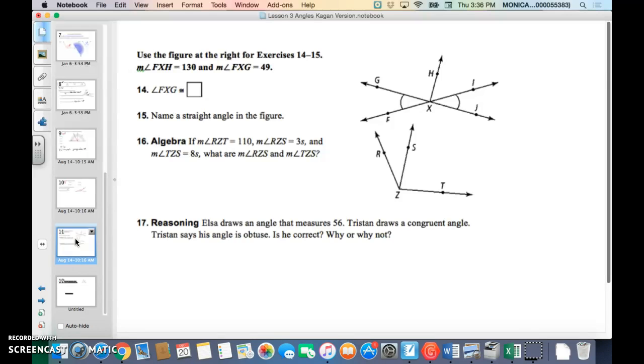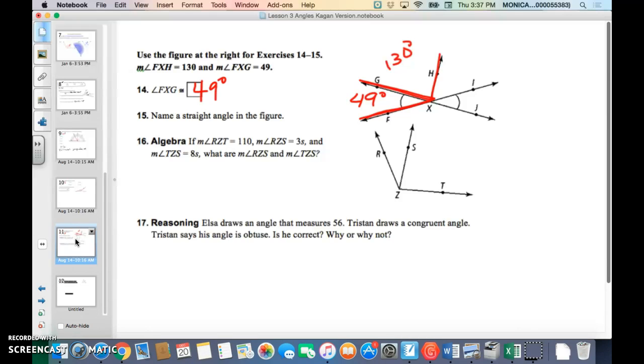Okay, use the figure on the right to answer these questions. So if FXH is 130 degrees, so I'm going to trace that, F, X to H. This whole thing is 130. What is FXG? So we want to know this part here. Well, it says up here that FXG is 49 degrees. So this is just simply 49 degrees.